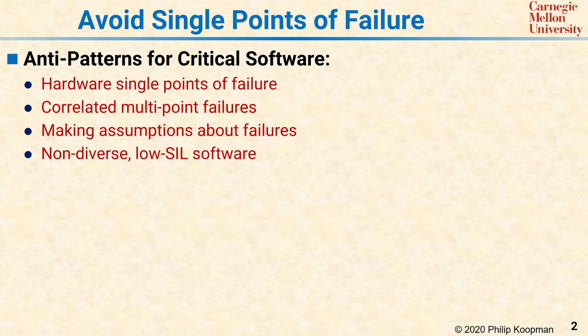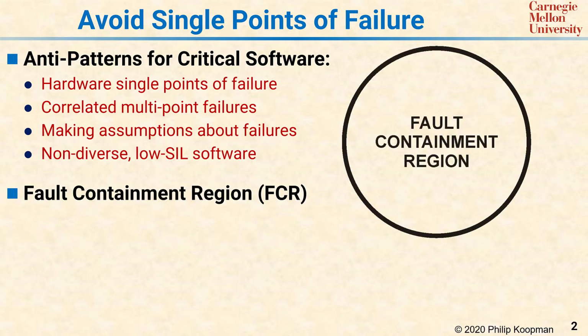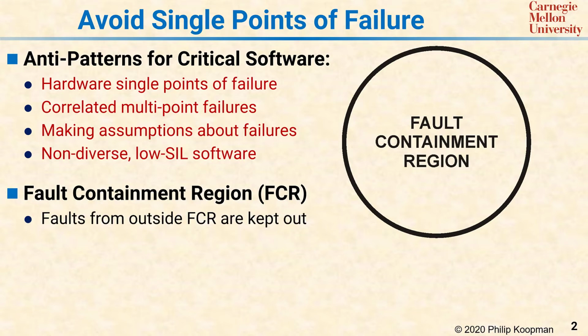A general way to think about single points of failure is that your system is divided up into one or more fault containment regions, abbreviated as FCR. The first half of the definition of an FCR is that the faults from outside the region stay out. That means that, for example, corrupted or invalid input values have to be caught at the FCR boundary and cannot cause components inside the FCR to crash or otherwise fail.